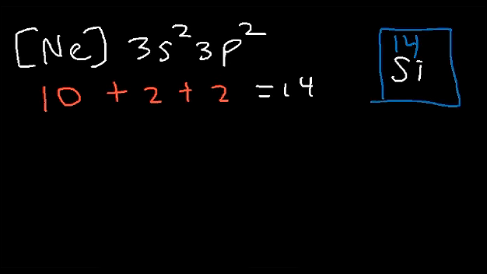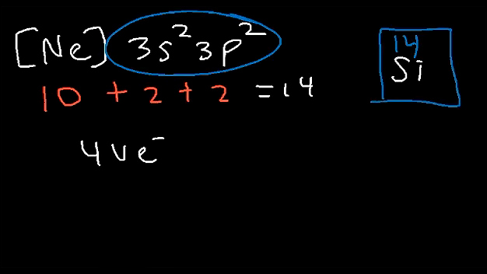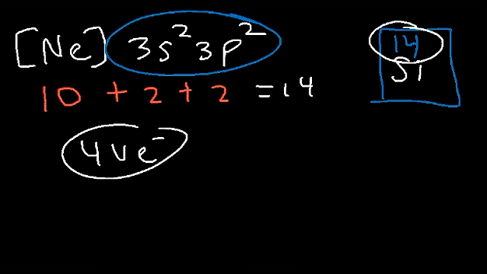And we could see that there's 4 valence electrons in the highest energy level, and 14 minus 4 is going to give us the number of core electrons. So silicon has 4 valence electrons and it has 10 core electrons, and it's found in group 4A of the periodic table.